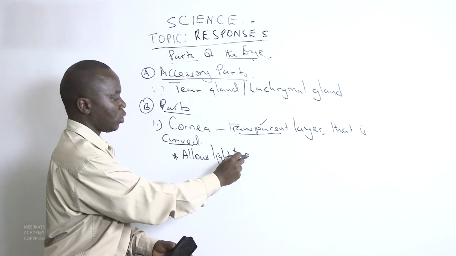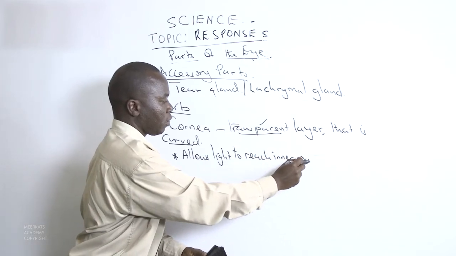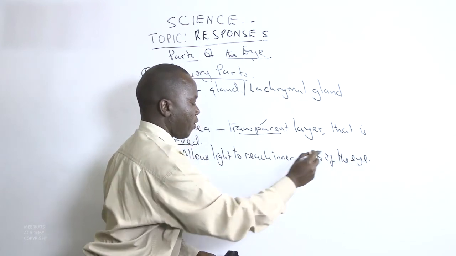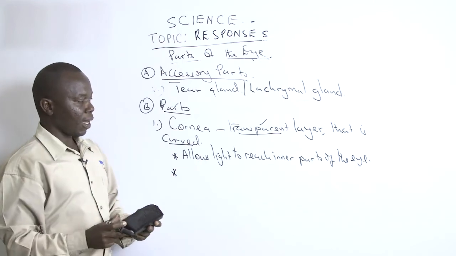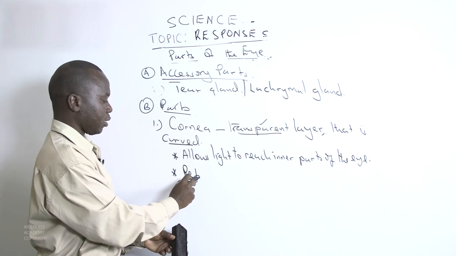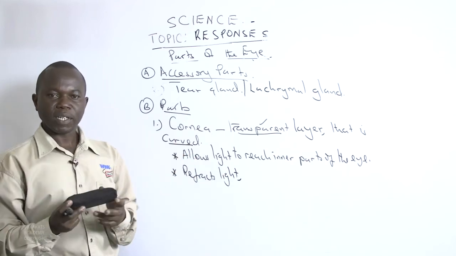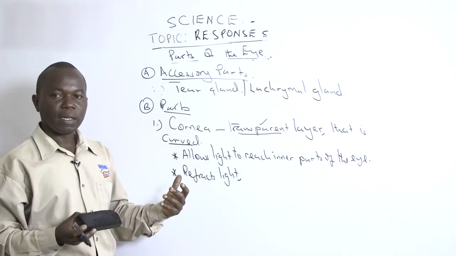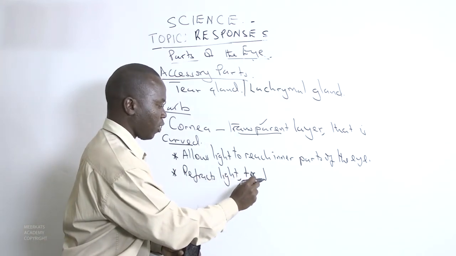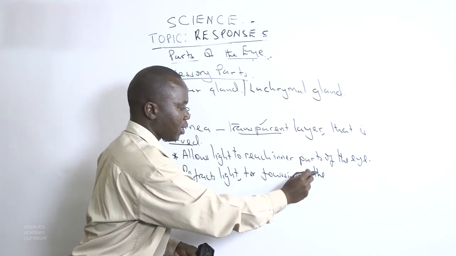So one important role of the cornea, being transparent, is that it allows light to pass to the inner parts of the eye. And then again, being curved, it refracts light. Why should light be refracted from an object? So that it can be focused on the retina.